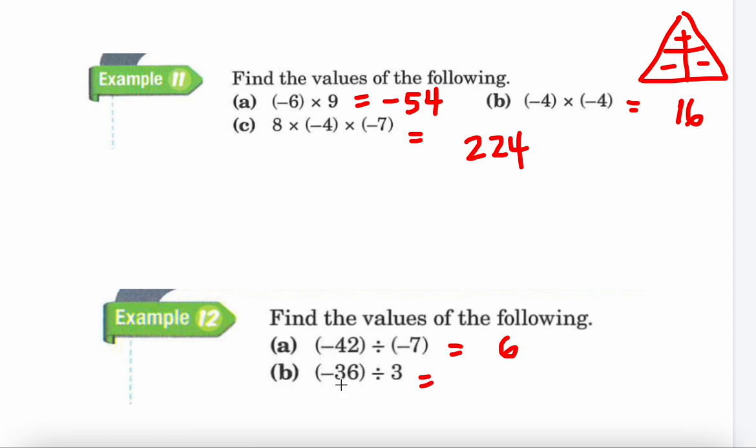Next up, negative 36 divided by 3. Normally, this would be 12 if they were both positive. But now we have a negative divided by a positive. Negative divided by a positive is negative. So it should be negative 12. It would be like if I'm facing my negatives and I'm jumping forwards, so I'm getting deeper and deeper to the left-hand side, which is negatives. So these two answers are 6 and negative 12.